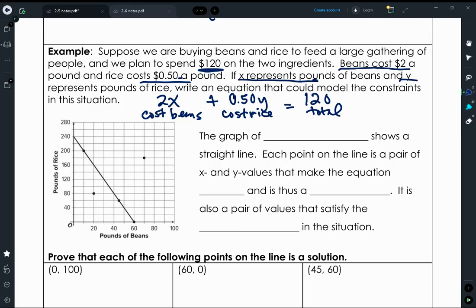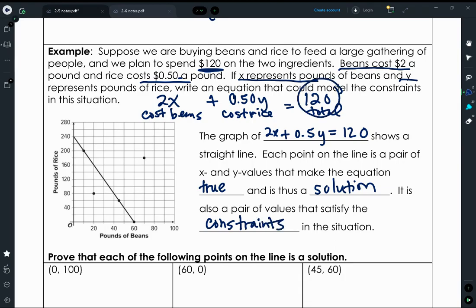So the graph of 2X plus 0.5Y equals 120 shows a straight line. Each point on the line is a pair of X and Y values that make the equation true and is thus a solution. It is also a pair of values that satisfy the constraints in the situation. So remember we talked about the constraints. I think the most obvious one is the $120 that we need to spend.